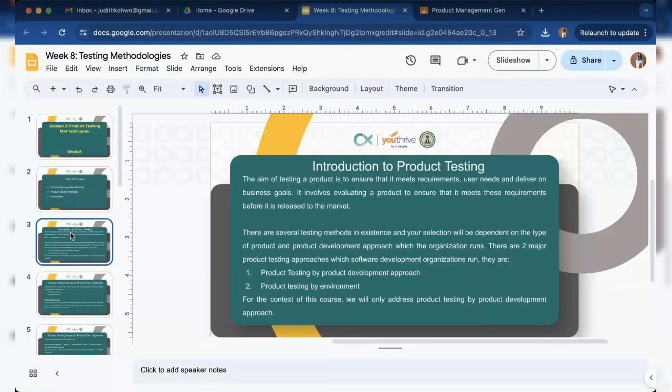Now, because this course is for product managers, not QA testers, we are only discussing the aspects that concern you as a product manager.